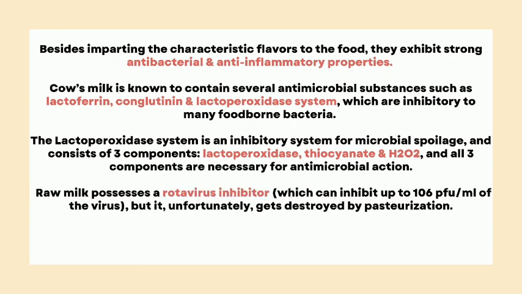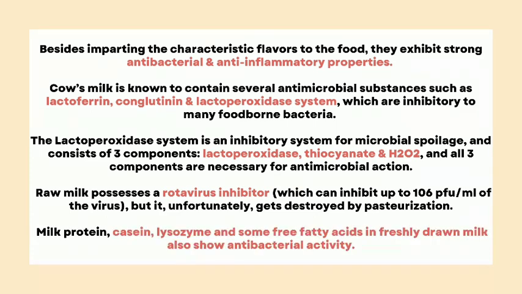Raw milk possesses a rotavirus inhibitor, which can inhibit up to 10^6 plaque-forming units per ml of the virus, but it unfortunately gets destroyed by pasteurization. Milk protein casein, lysozyme, and some free fatty acids in freshly drawn milk also show antibacterial property.